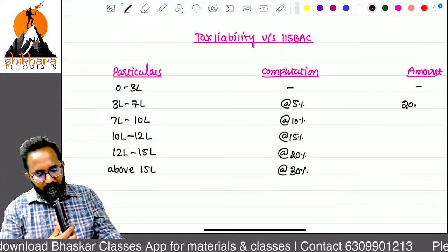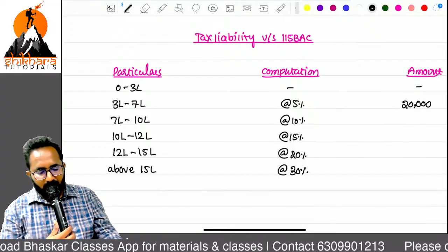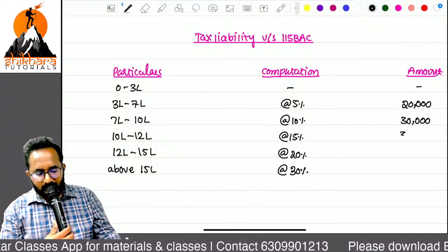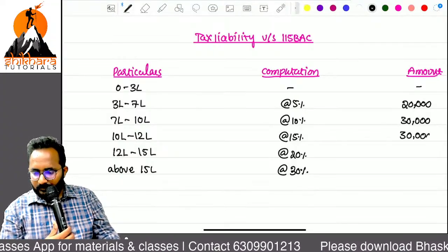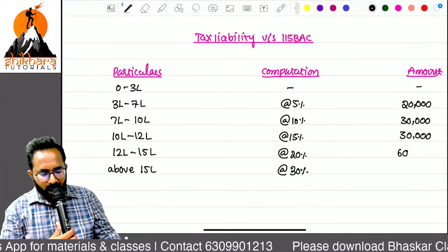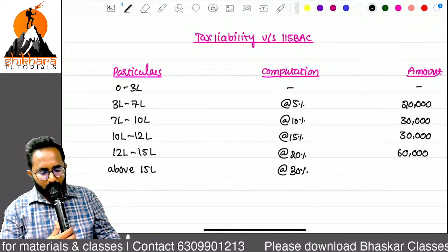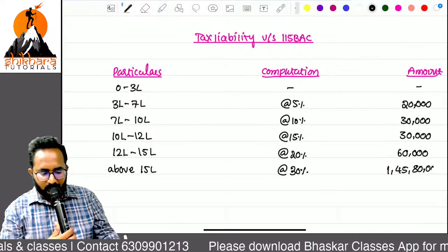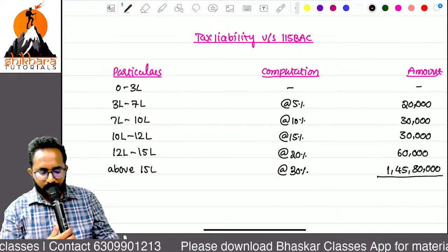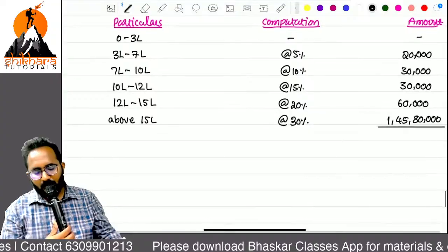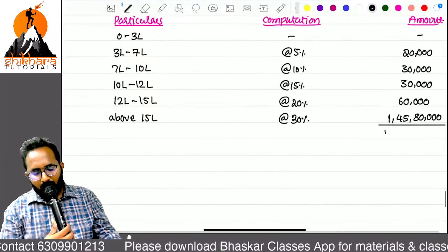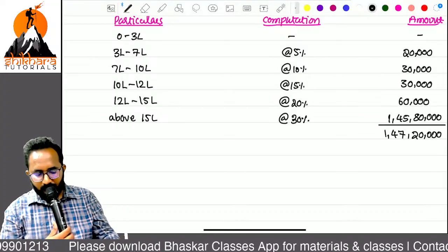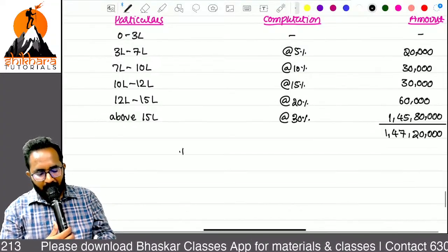So 20,000, compute directly, 20,000, 30,000, 30,000, 60,000, and 1 crore 45 lakh 80,000. Total: 1 crore 47 lakh 20,000. For this we have to add surcharge.